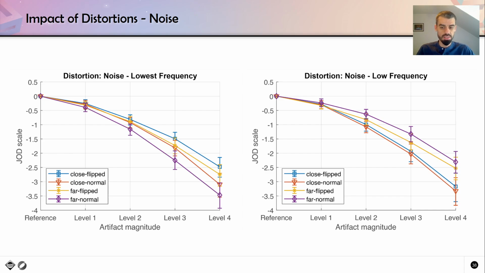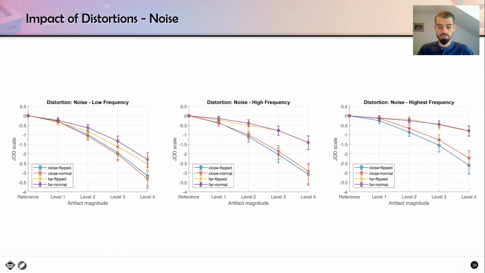This can be explained in a similar manner as before. When the objects are moved far away, the perceived frequency of noise increases, but this time the frequency might land in the range to which the human visual system is less sensitive. This effect is even more pronounced for the high and the highest frequency noises. We can observe that with increase of the noise frequency, the distortion becomes less and less visible for the far heads denoted by the purple and yellow lines. However, flipping the heads has no effect on the perceived quality, which has been further confirmed with statistical testing.